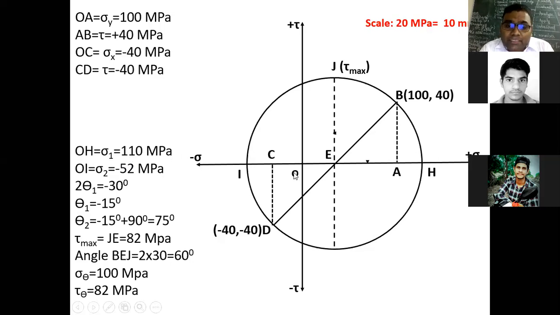Similarly you just measure OI, and it comes around 2.5, it is more than 2.5. So it will be a minus, because you can see that this is toward the minus sign, the left hand side. So it will be minus 52 megapascal.